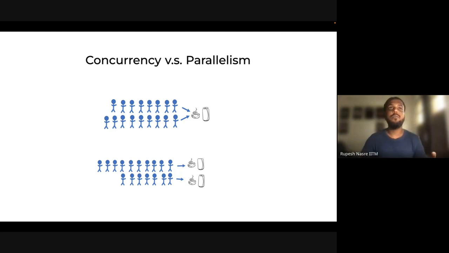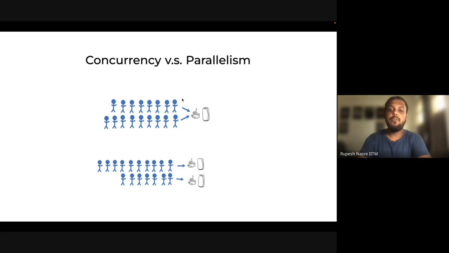Sorry for that. Okay, now for concurrency versus parallel, there are two figures. My first question is, which one is concurrent? First one or the second one? We can think of the first one being concurrent and the second one being parallel, but on a higher level, both are concurrent, right? If we go to a low level, we can strictly say that the first one is concurrent and the second one is parallel. Why? I will clarify in a bit.